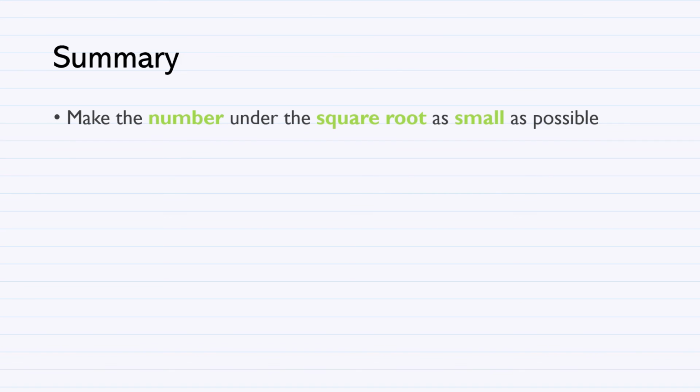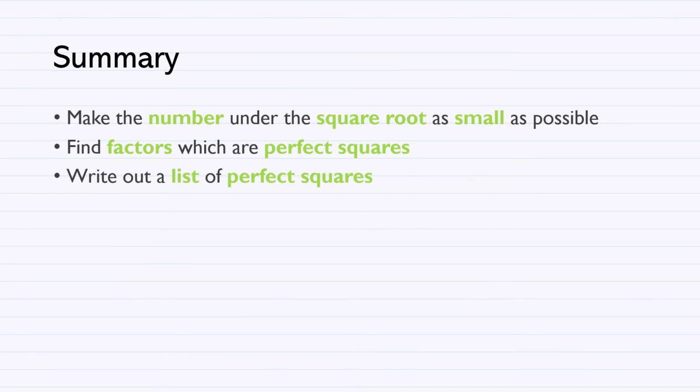Looking at the examples, we can summarise a few key points. The aim of simplifying surds is to make the number under the square root as simple as possible, and we do this by finding factors which are perfect squares. To start with, I'd recommend writing out the list of perfect squares, and if you're struggling to determine which square numbers are factors, you can always write out the factors of the initial number. In this video, I've shown you how to simplify surds using multiplication, and in the next video, I'll show you how to simplify surds using division.